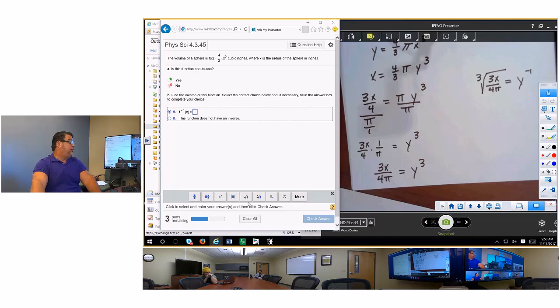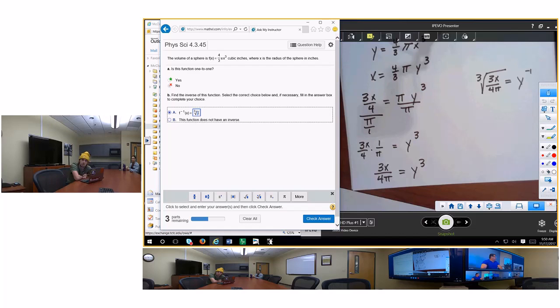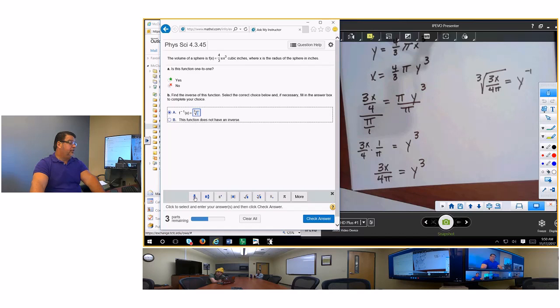So the cube root, put you a cube, well, it won't let me. Just click answer 3, yeah. Cube root of 3x over 4 pi. I think that's what I got.